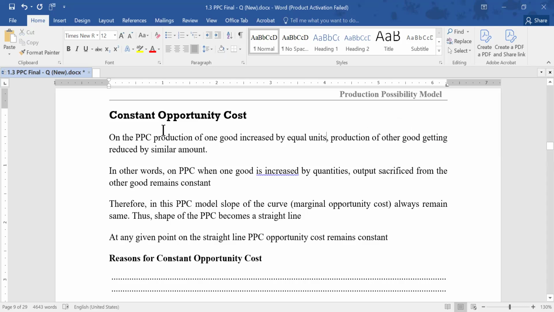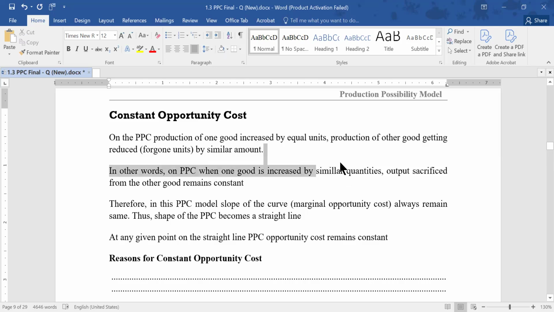Production of other goods getting reduced. That means foregone amount, foregone units are similar amount, right? It remains constant. So in other words, on the PPC, when one good is increased by similar quantities, put that one too, output sacrifice from the other good remains constant.